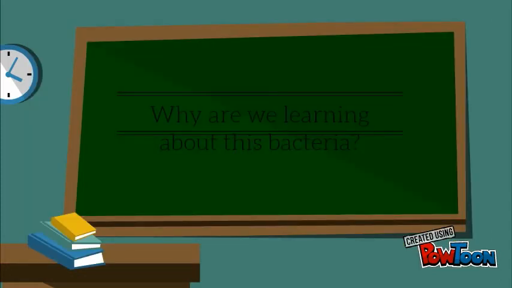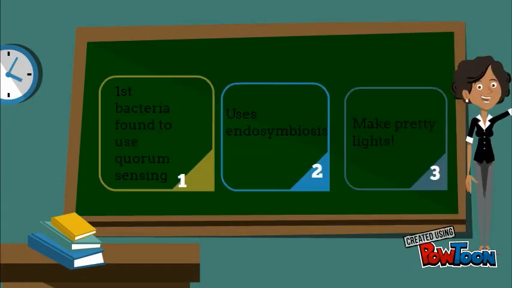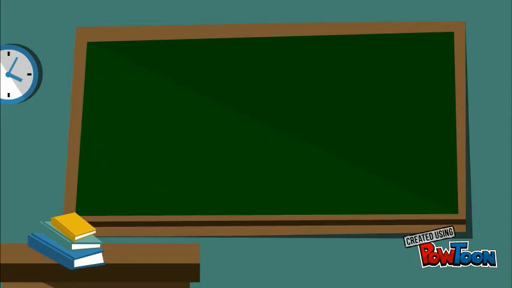So why are we even learning about Vibrio fischeri? Well, I'll give you a few reasons why it's an important bacterium to know about. Vibrio fischeri is the first bacterium found using quorum sensing. It uses endosymbiosis with another animal, and also it makes pretty lights.